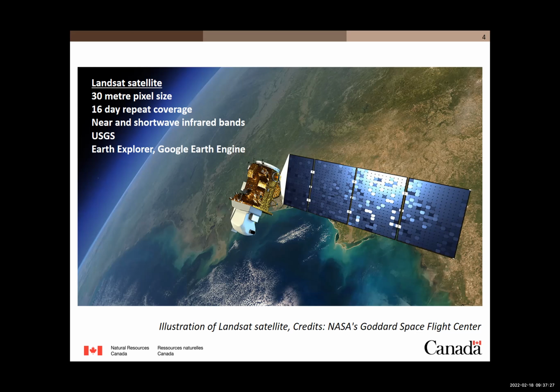The satellite captures spectral bands in the near and shortwave infrared portion of the electromagnetic spectrum, which is important for mapping wildfires, and we'll get into that later. This is a United States owned and operated satellite, and many folks on the call probably already know the data is free to download from various websites. The site I use most often is Earth Explorer, but you could also work with the data in the cloud through Google Earth Engine.